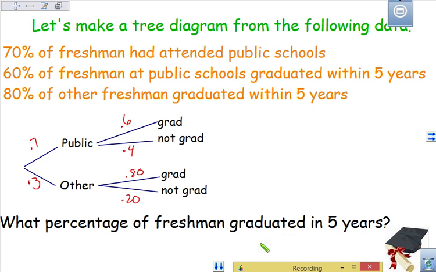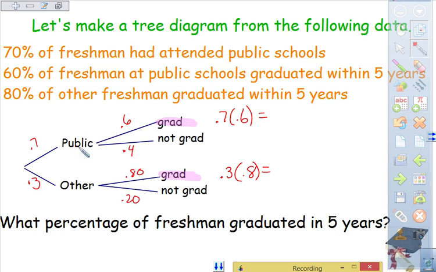The question is, what percentage of freshmen graduated in 5 years? So we have to take into account those that attended public and private. So public and graduate would be 70% times 60%. And then other and graduate would be 30% times 80%. So we're getting 42 hundredths and 24 hundredths. So if I add those numbers together, we're looking at 66% of all freshmen graduated in 5 years.